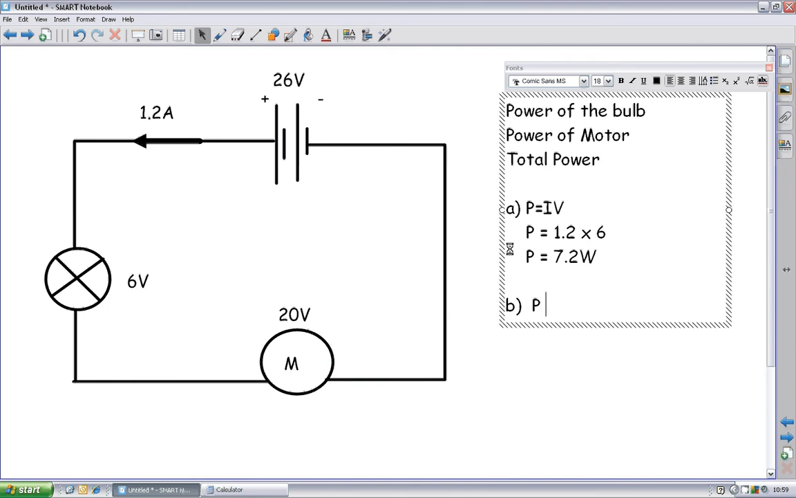Okay, so 7.2 joules of energy being used every second. Simples. Okay, so the power in the motor, P equals I times V. You get P equals the current in the motor, again series circuit, so the current is the same everywhere, 1.2, multiplied by the voltage being used by the motor, which is 20. So P is equal to 1.2 multiplied by 20, which is 24 watts. 24 watts is being used in our motor, and that is 24 joules every second.